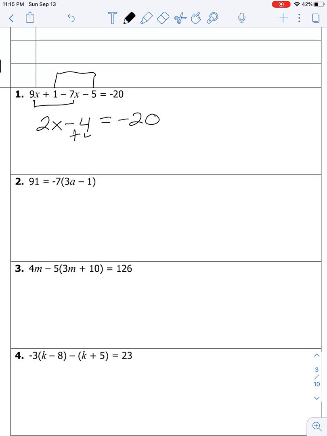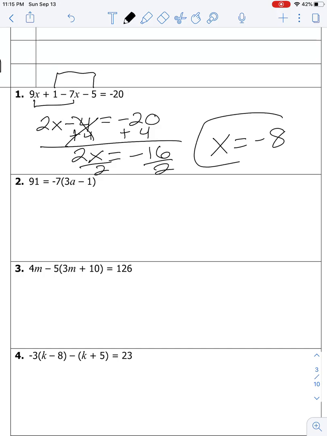You would add 4 to the other side, and that cancels out. You would get 2x equals negative 16. And then divide by 2, x equals negative 8.